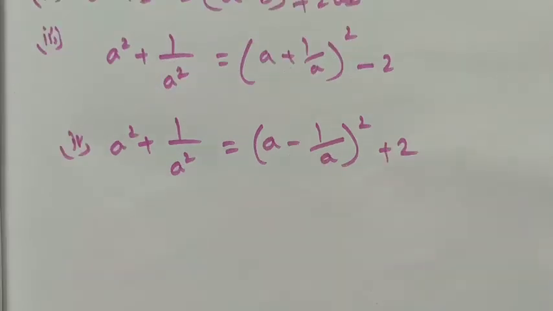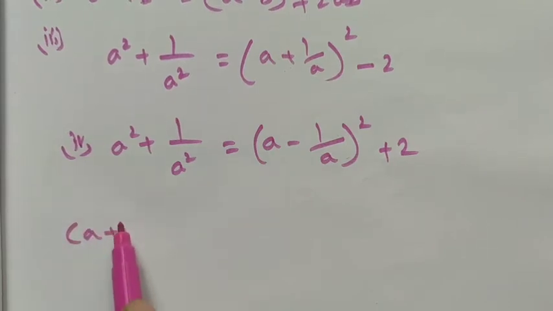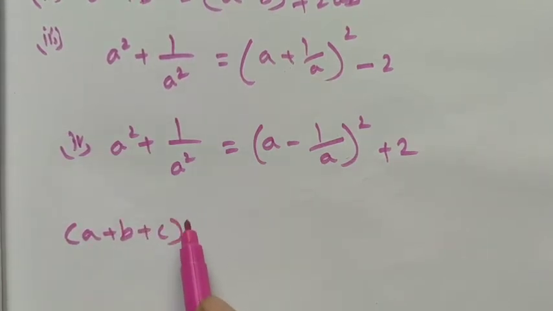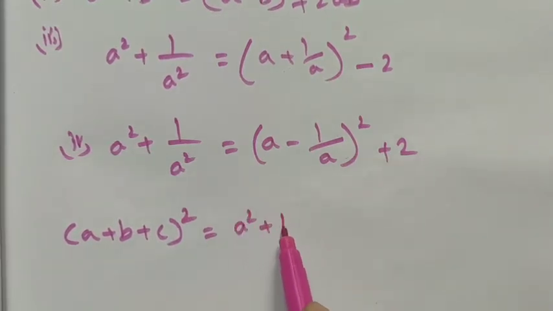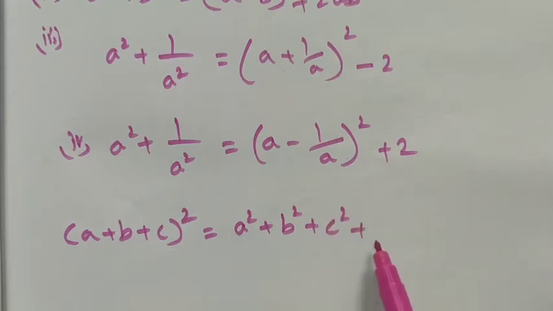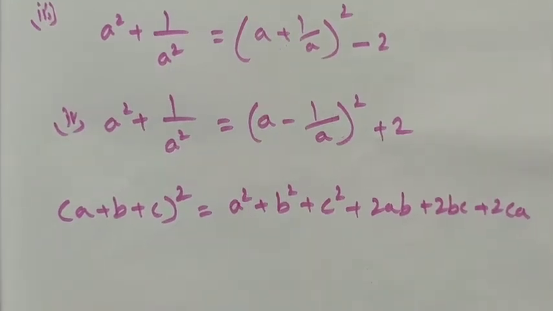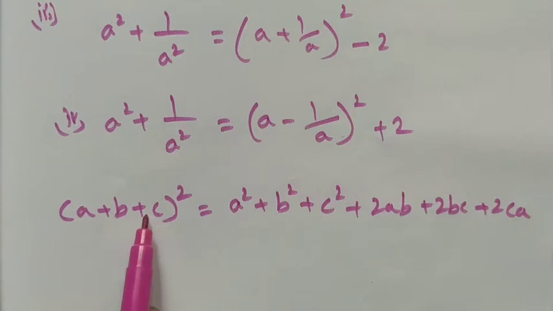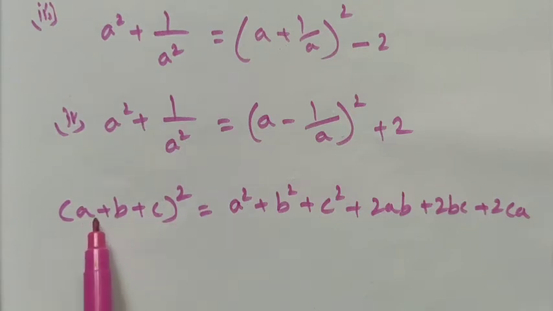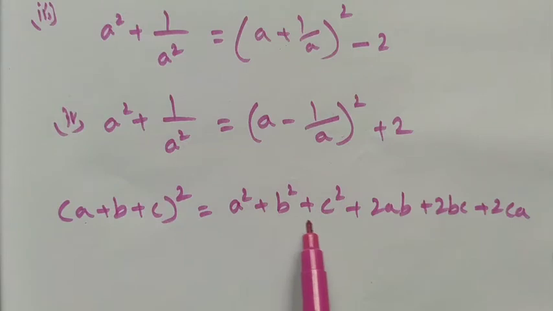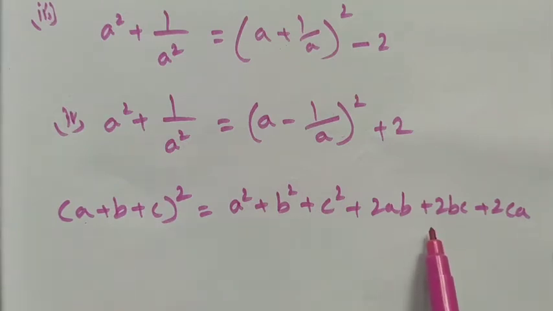Now we see the expansion of the trinomial, that is (a plus b plus c) whole square is equal to a square plus b square plus c square plus 2ab plus 2bc plus 2ca. It is the expansion of a trinomial. Here we have three terms, and three terms is called a trinomial. So (a plus b plus c) whole square is equal to a square plus b square plus c square plus 2ab plus 2bc plus 2ca is the formula.